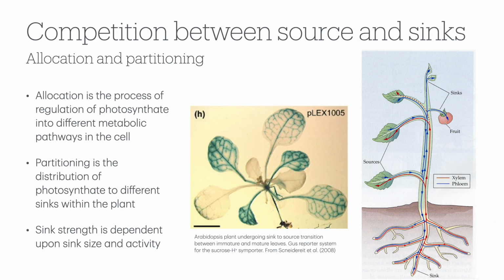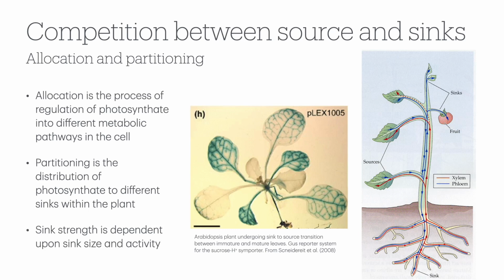Competition can occur between sources and multiple sinks. And we have a definition here then for allocation of sugars versus partitioning of sugars. So allocation is the process of regulation of the photosynthate that is produced into different metabolic pathways within the cell. For example, the sugar that's produced in the cell could go into other export pathways for sugar to other cells, or it could go into the formation of starch where it might be stored in the chloroplast, for example. We'll get into this more when we talk about photosynthesis.